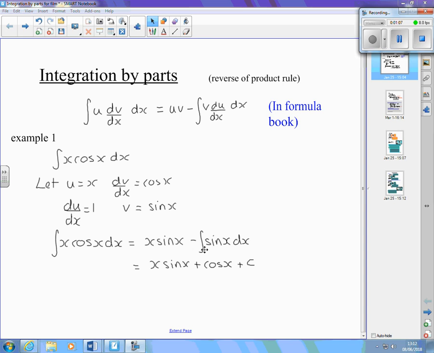Take away the integral of v, that's sine x, times the derivative of the other one, times 1. And you know how to integrate sine x, to get minus cos x. So it's x sine x, take away minus cos x, plus your constant of integration. So it's like plus cos x.